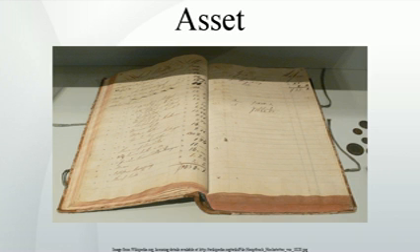Tangible assets contain various subclasses, including current assets and fixed assets. Current assets include inventory, while fixed assets include such items as buildings and equipment.